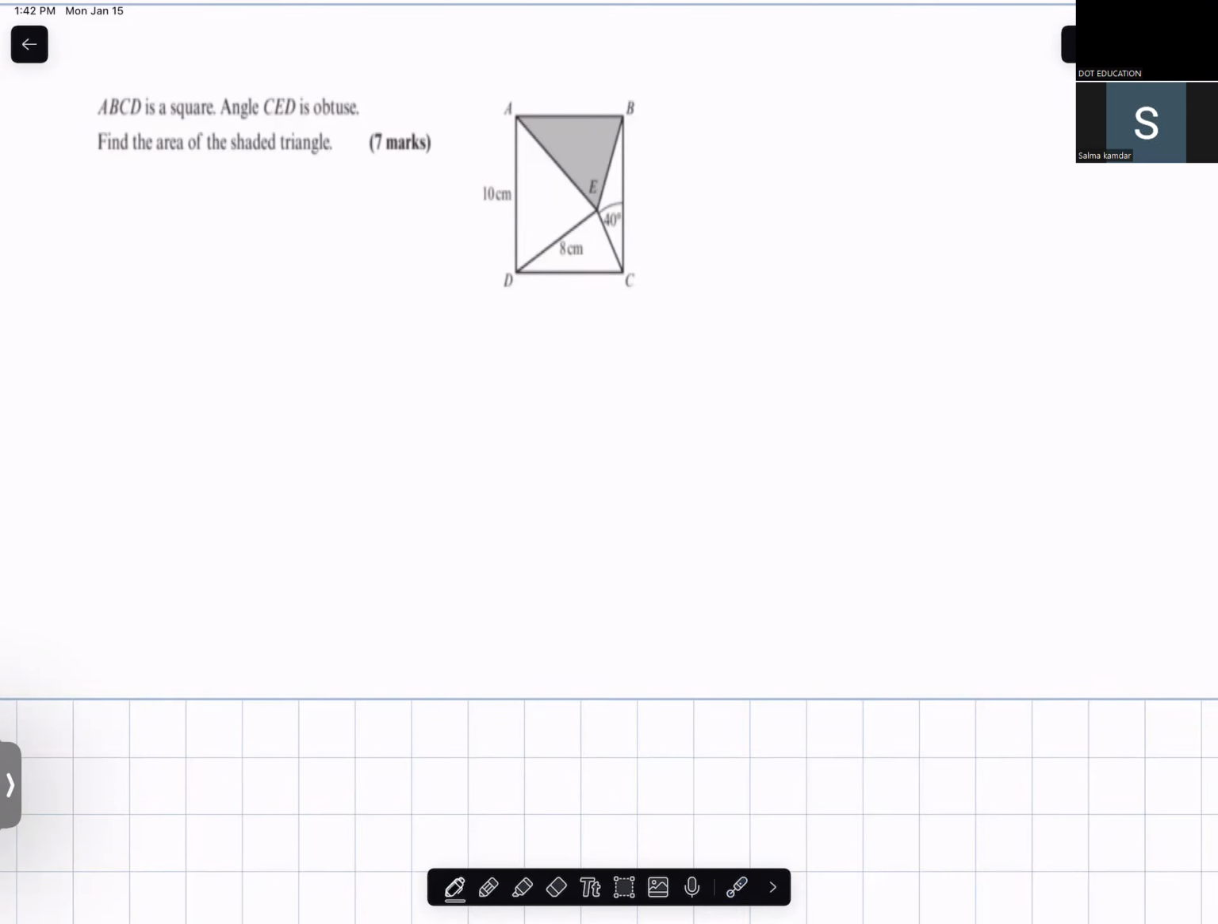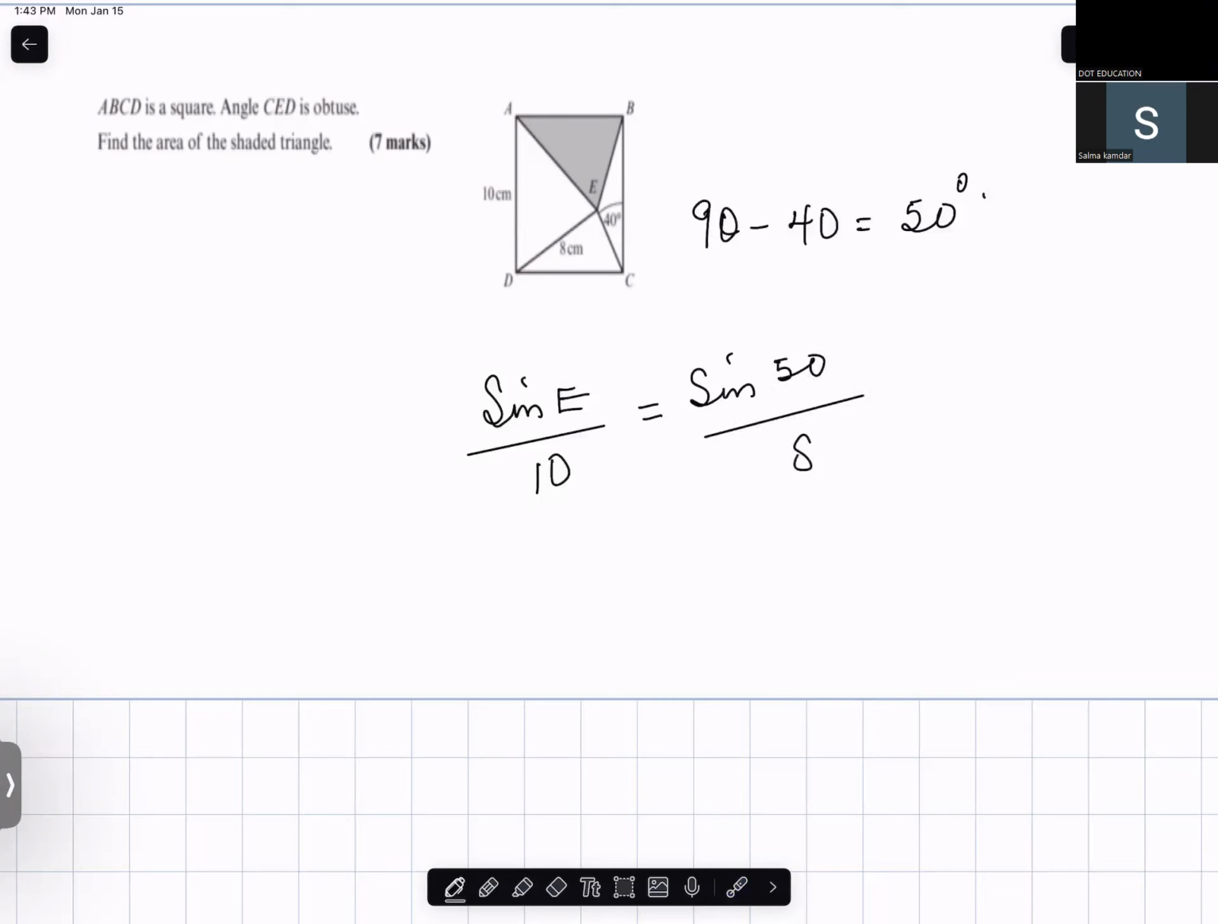First of all, I have this angle at 40, so the remaining will be 90 degrees minus 40 degrees. 90 minus 40 gives 50 degrees. So I have sine E divided by 10 equals sine 50 degrees divided by my 8. So I have this angle here because this is angle 50.